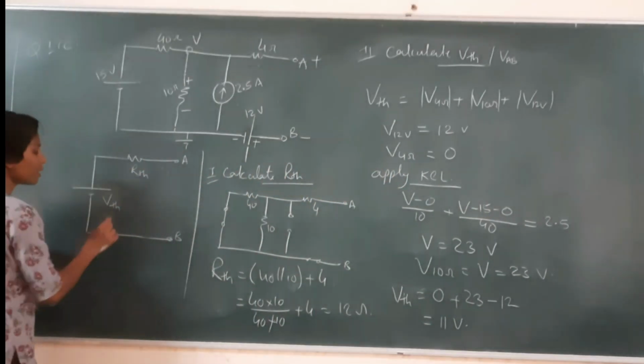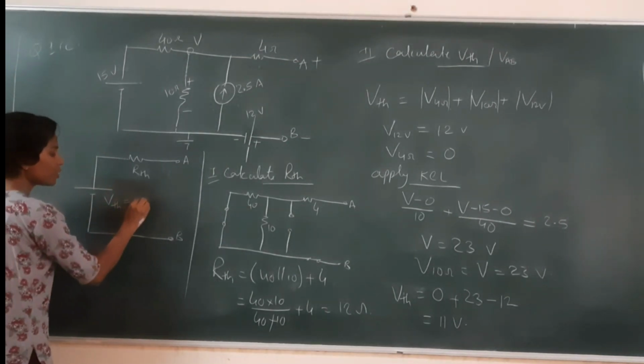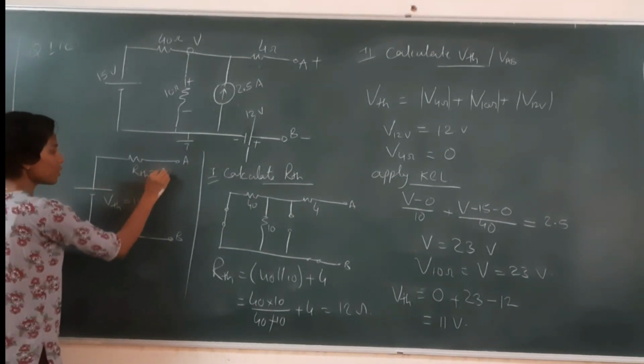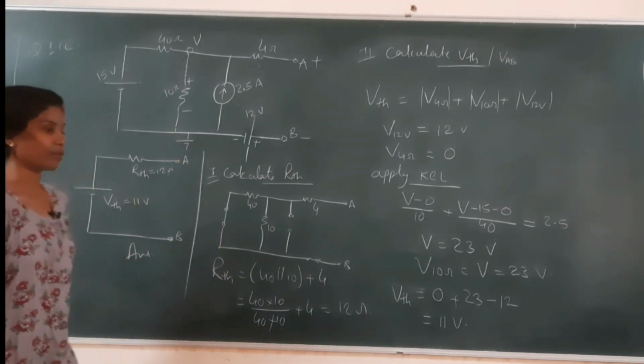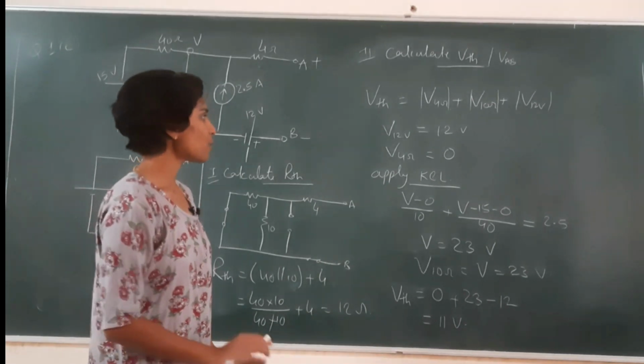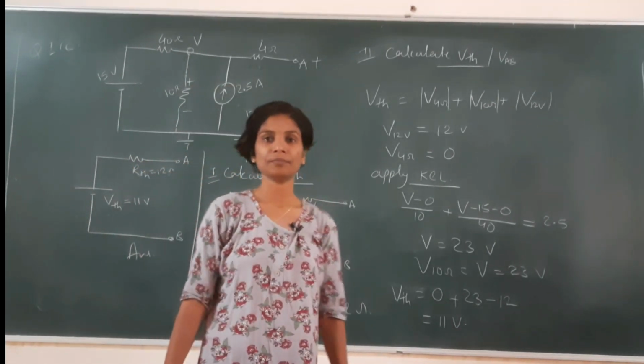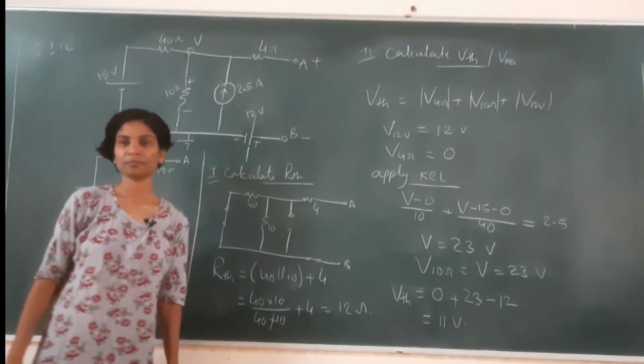So here in the equivalent network we can keep the values. This is 11 volts, this is 12 volts. So this is your answer. This has been asked: draw the equivalent Thevenin network, right? So this is the solution for this question number 1C. So let's move on to the next question.